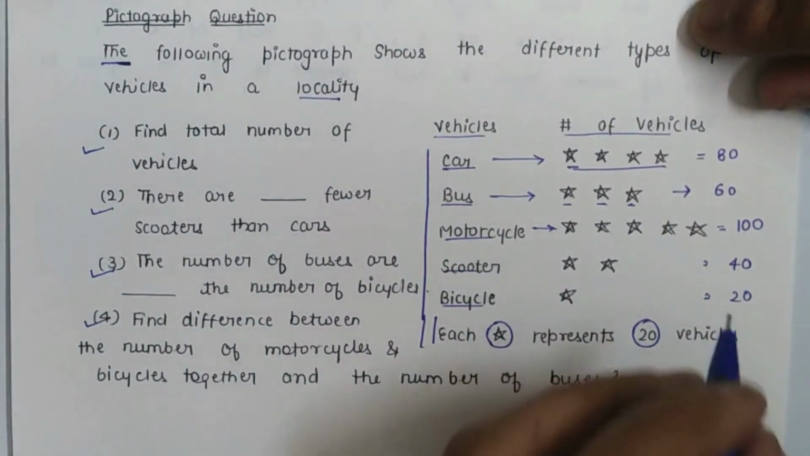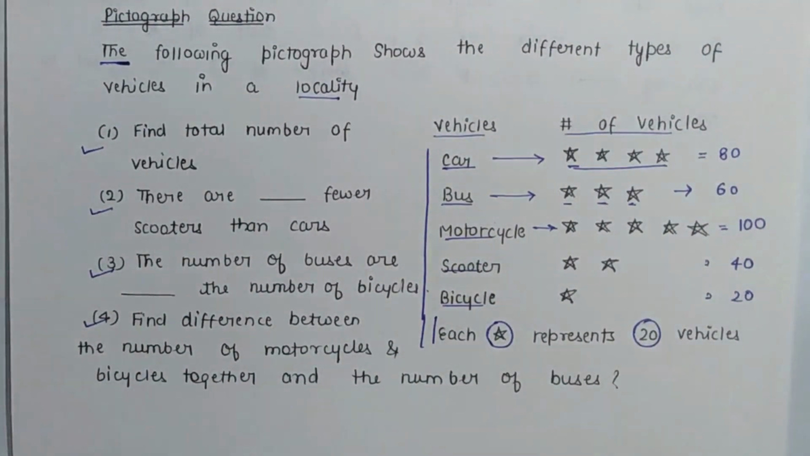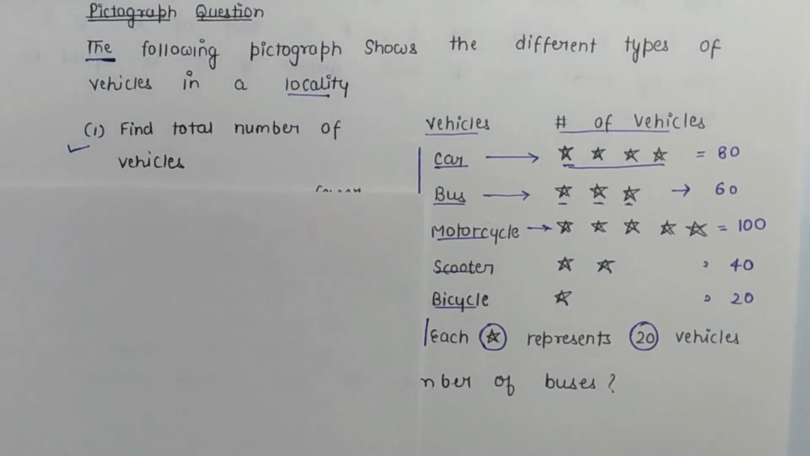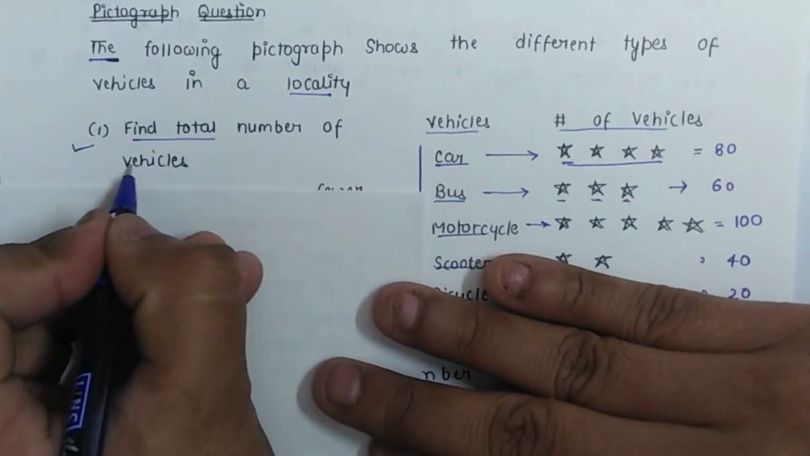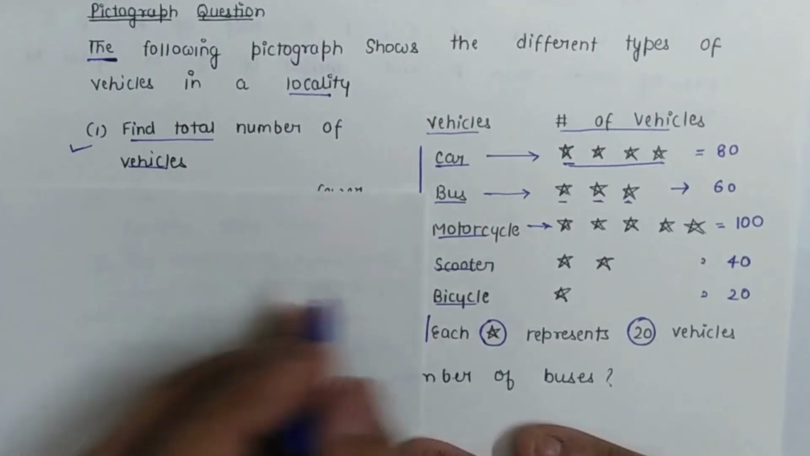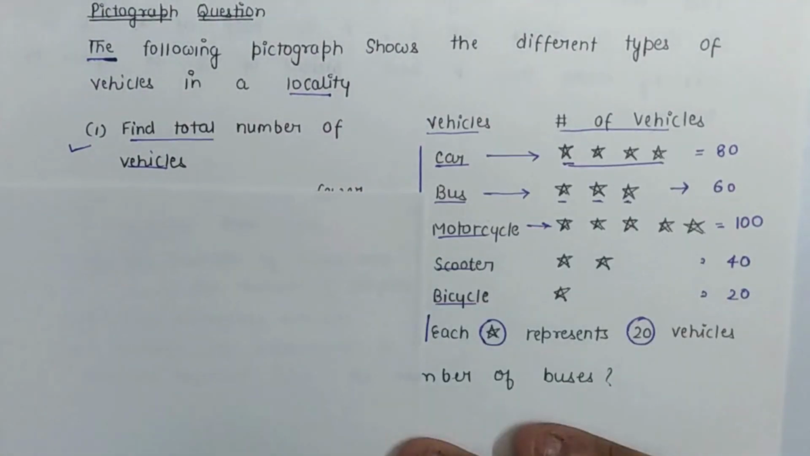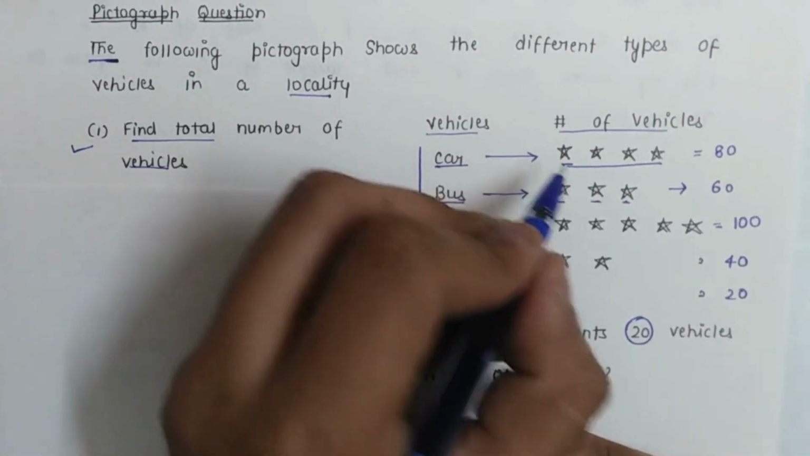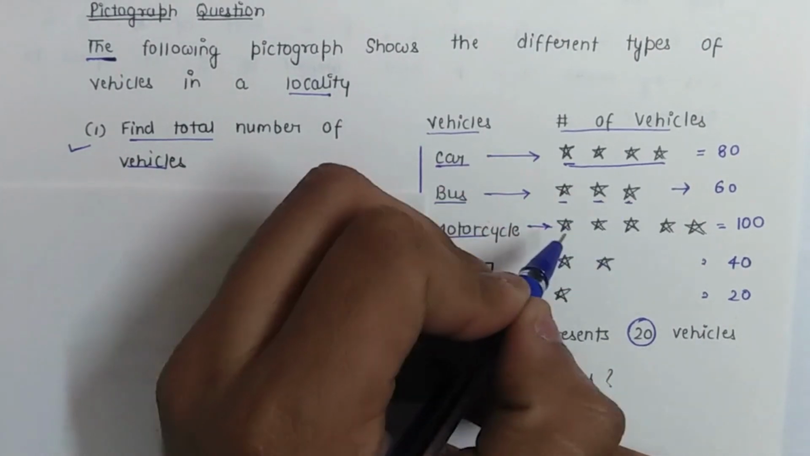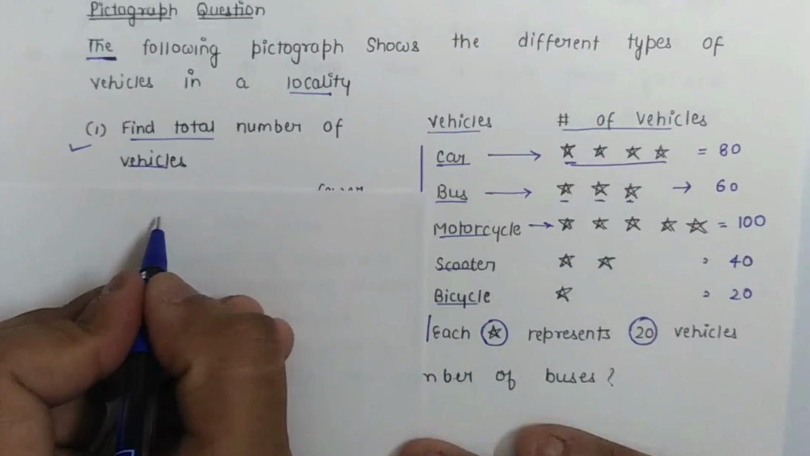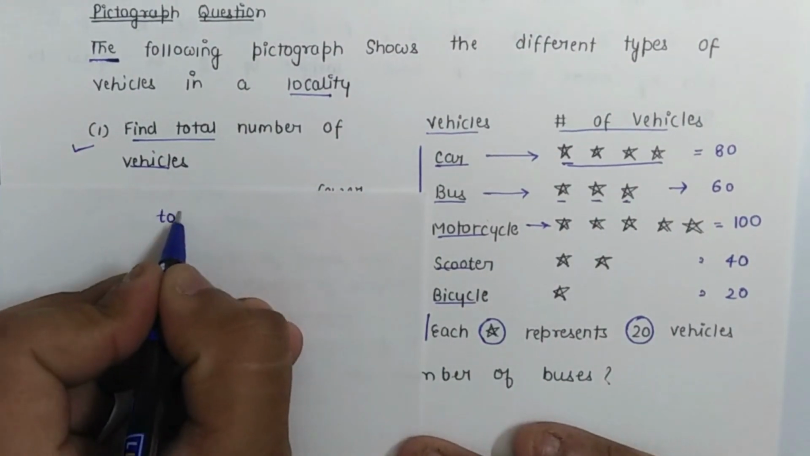So based on this information, let's try to solve all the questions one by one. Question number 1 is asking to find the total number of vehicles. This question is very simple actually. We have to sum all these values which we got here. Or there is another way which we can try, that is we can count the number of stars. Like here it is 4, this 3, 7, 5, 12, 2, 14, 1, 15.